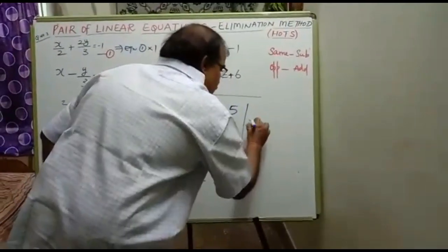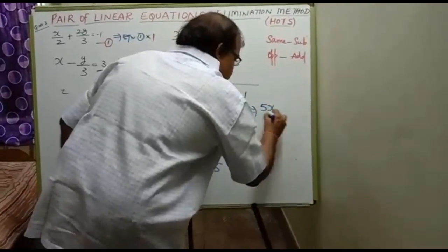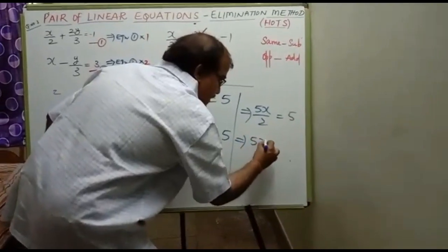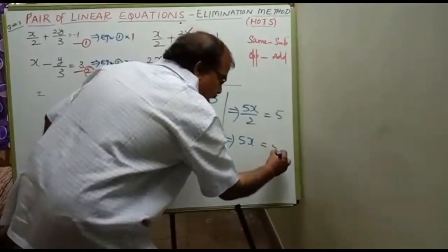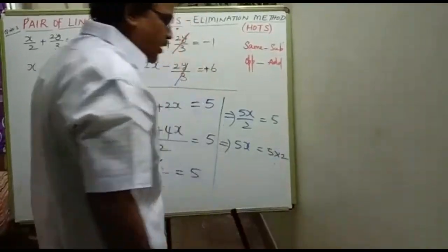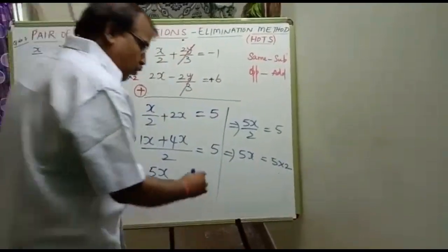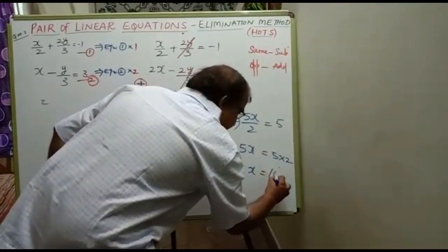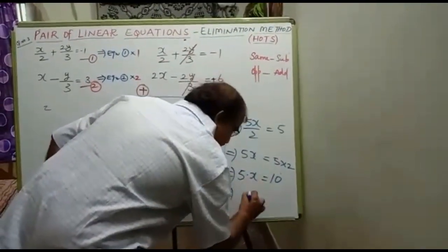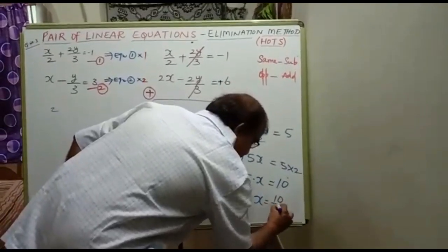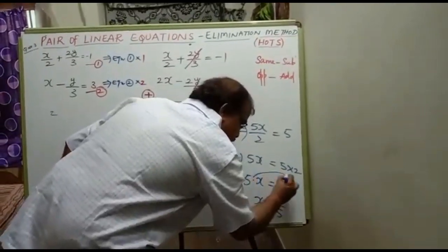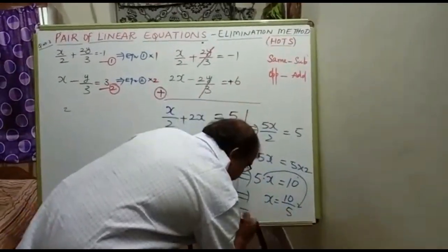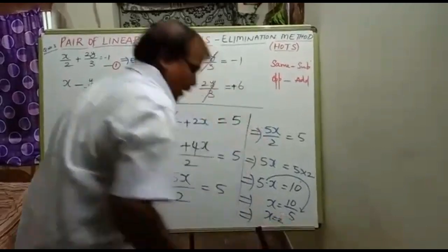Once again I am writing 5x by 2 is equal to 5. That implies 5x is equal to, by 2 will be transposed from LHS to RHS, it will be into 2. That implies 5 into x is equal to 10, that implies x is equal to 10 by 5. The into 5 will become by 5. That implies x is equal to 2. I got the x value.